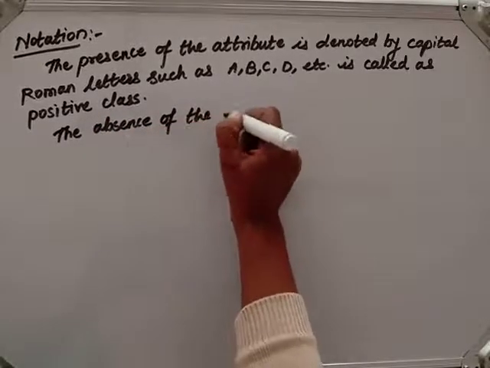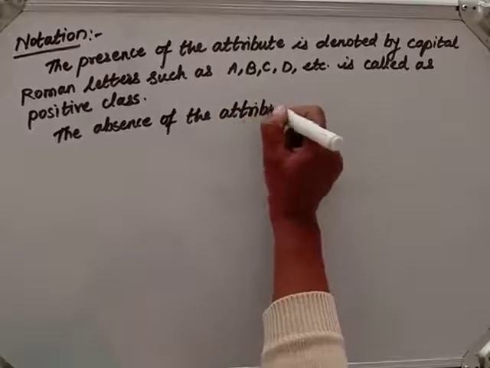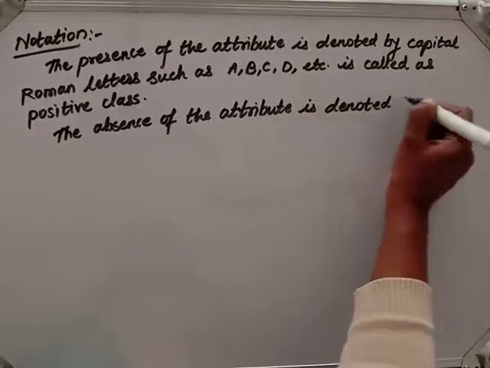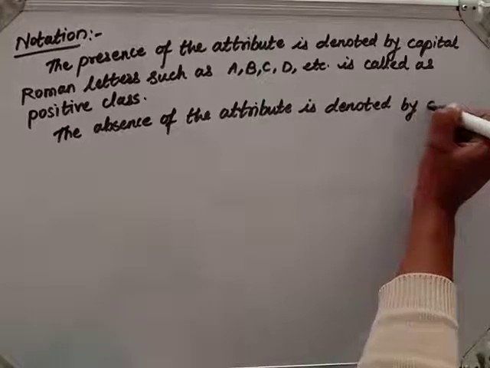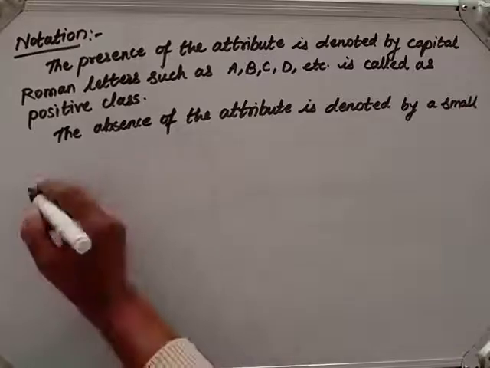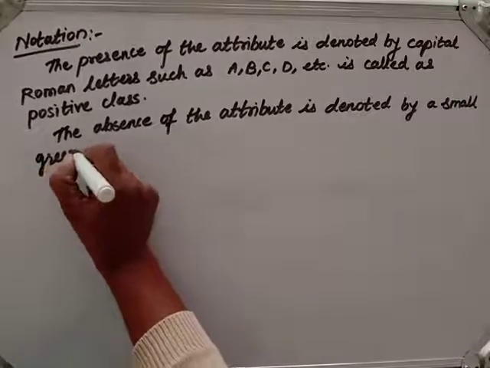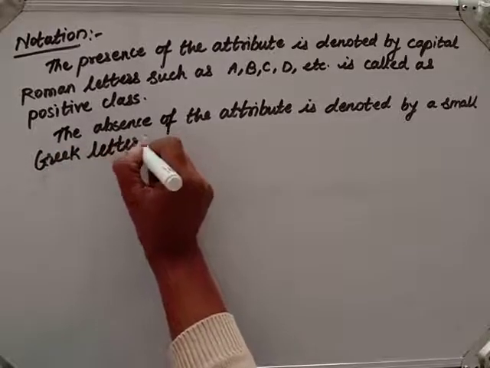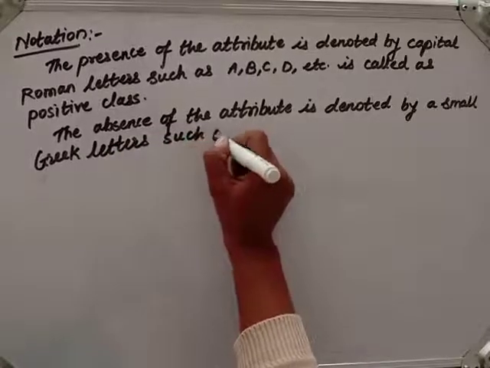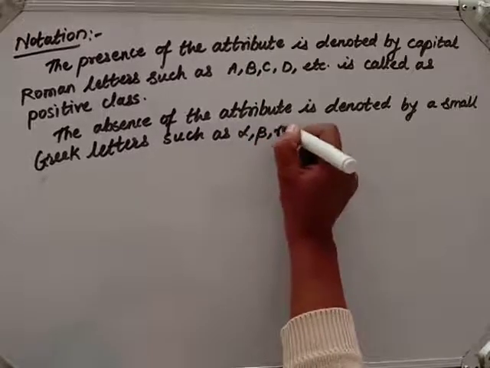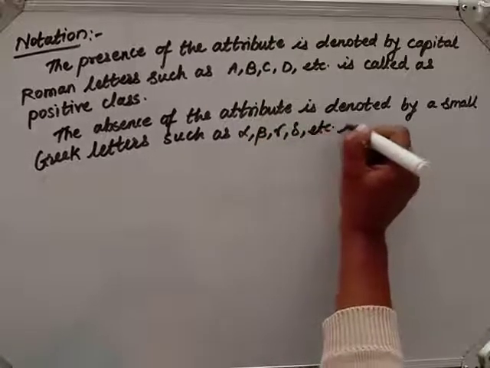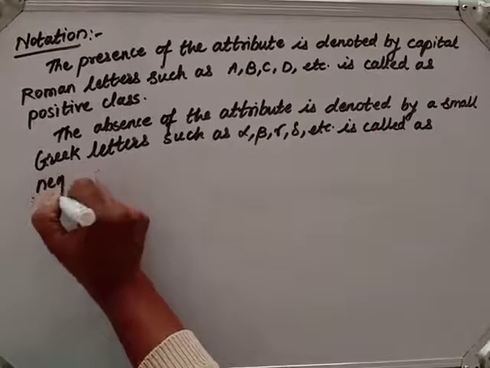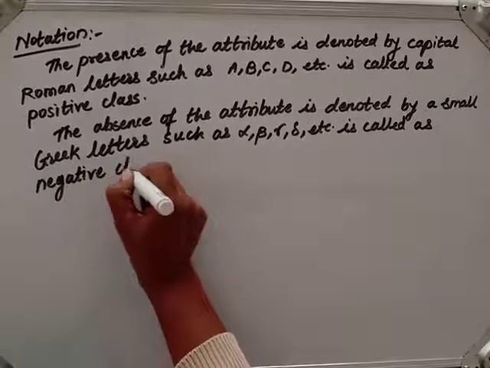of the attribute is denoted by small Greek letters, such as alpha, beta, gamma, delta, etc. and is called the negative class.